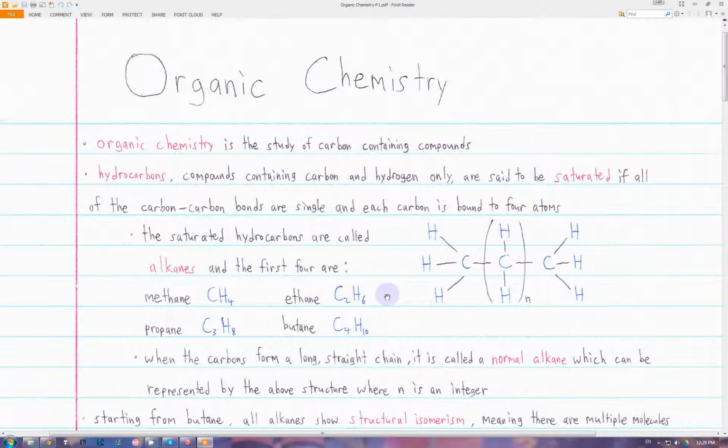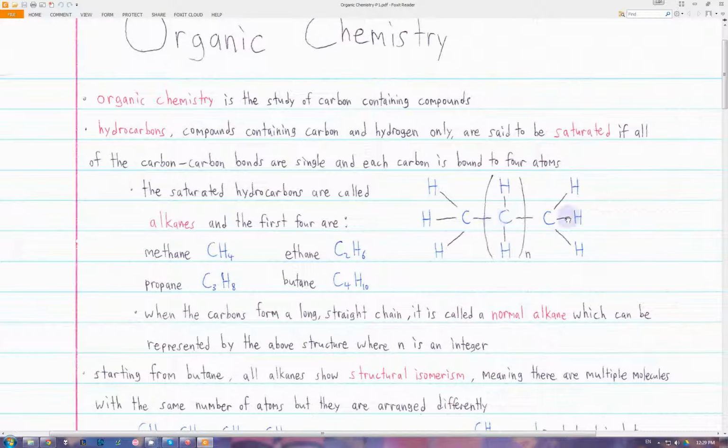And so, when the carbons are forming a long straight chain, like as you can see here, we call it a normal alkane or a straight chain alkane. And they can all be represented by this structure where n is an integer. So any normal alkane can be represented by just multiplying this middle part. So when n is 0, this isn't here, so we just have 2 of the carbons, and that's ethane. And then if we add one of these, it's propane. Add another, it becomes butane, and so on.